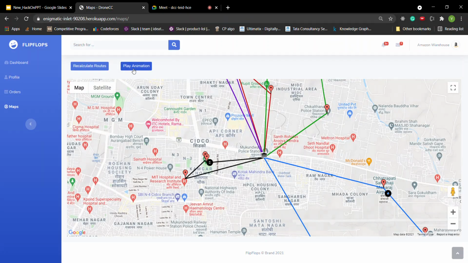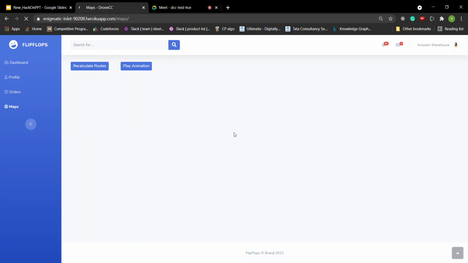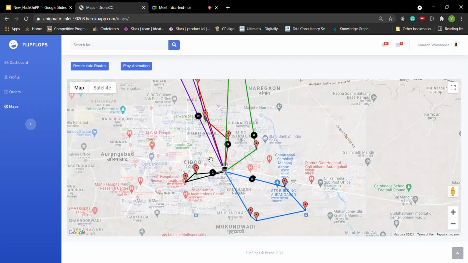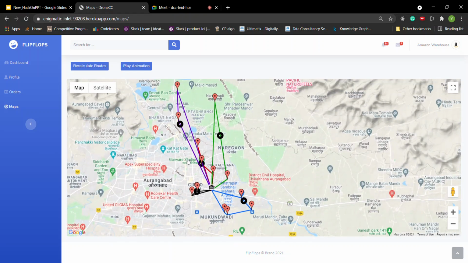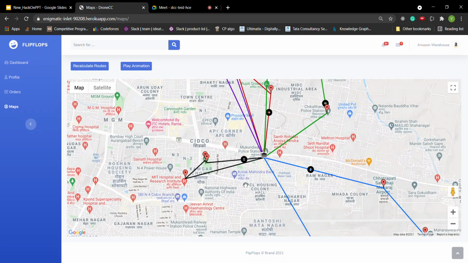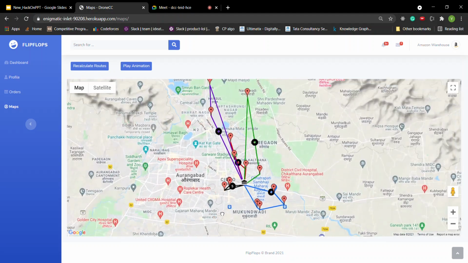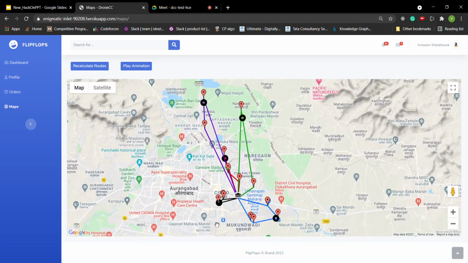Let's look at the calculations that our algorithm has done. So here we can see that the algorithm has calculated five different routes, represented in five different colors, that a particular drone will cover in its journey. And this is the most optimal path and will have the least cost overall. This is all about our application.